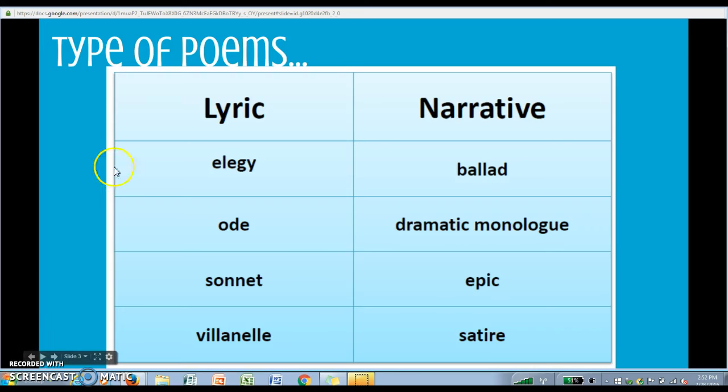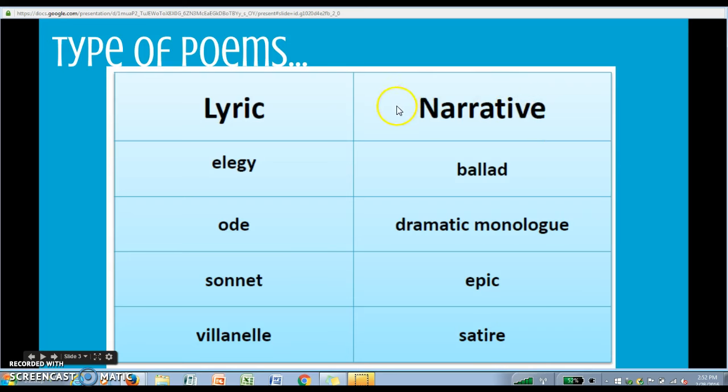Lyrical poetry are poems that are song-like in nature. So when you read them out loud or to yourself, they sound like songs. They oftentimes have to do with very deeply felt emotions. And the types of poems that fit under this overhead category are elegies, odes, sonnets, and villanelles. All four of these are types of lyrical poems.